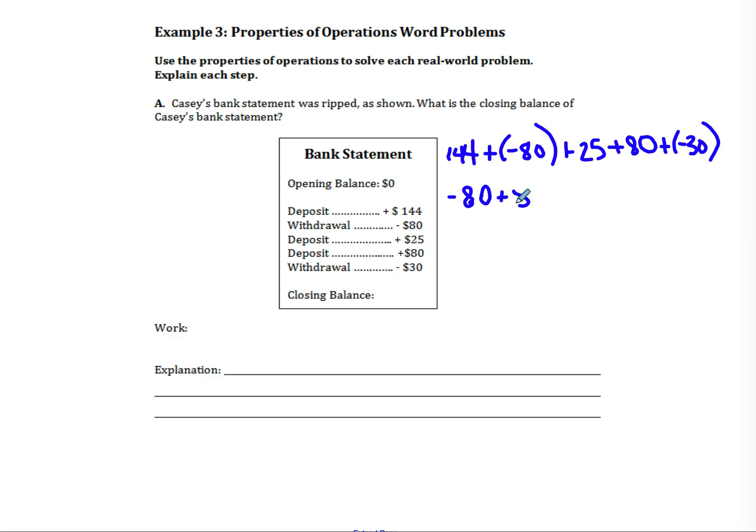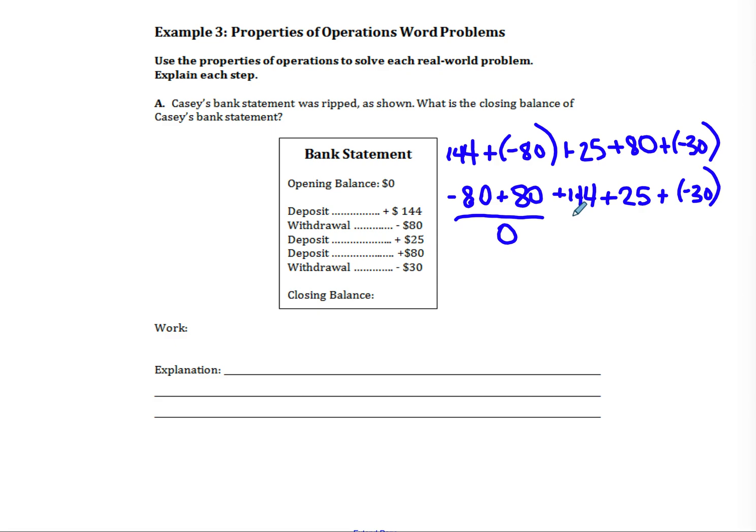plus a positive 80 plus 144 plus a 25 plus a -30. Okay, so that was the commutative property right there. Those two are going to equal 0. So I use my inverse property to cancel those out. So now I have the rest of these numbers.